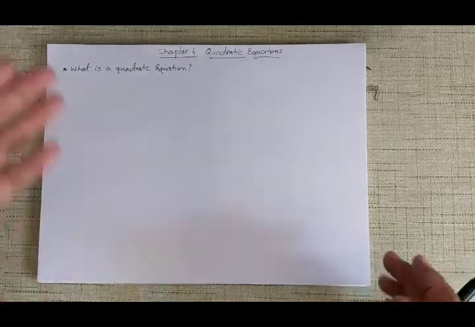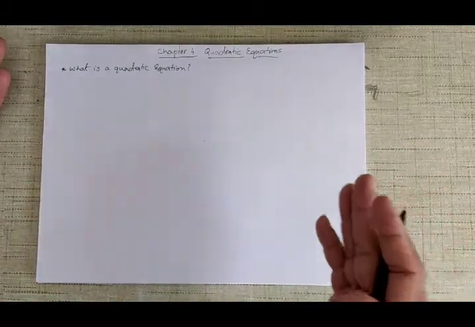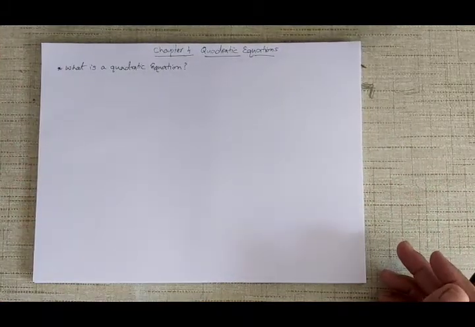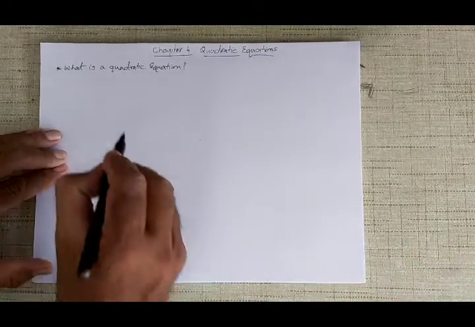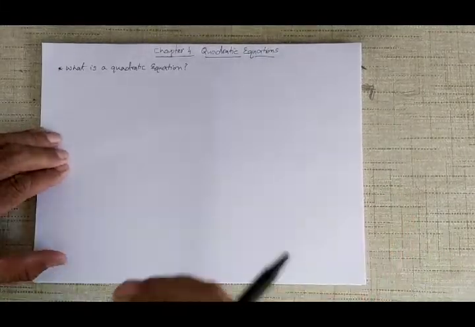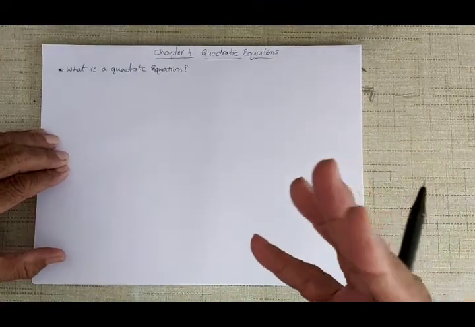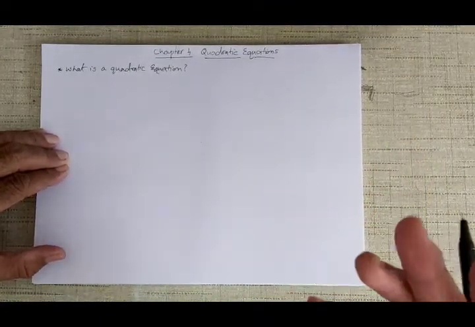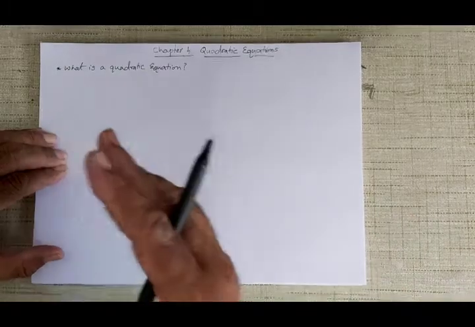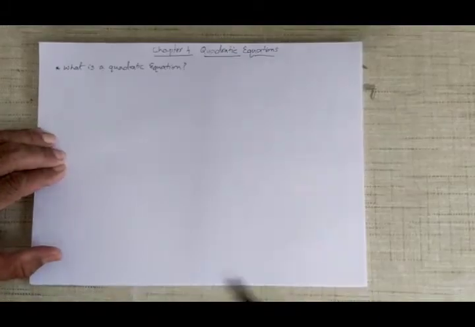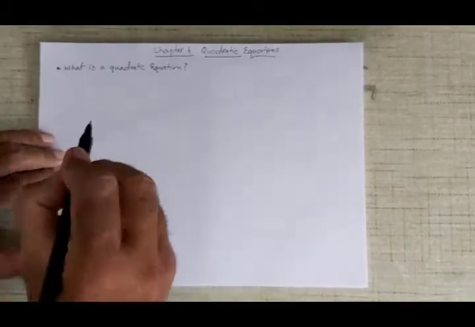Alright, now first question, this is chapter 4, quadratic equations. What is a quadratic equation? You see, the word quadratic means 2. Quad actually means 4, when you say quadruped creatures, means creatures with 4 legs. But here a quadratic equation is an equation in which the variable has got degree 2. For example, look at this.